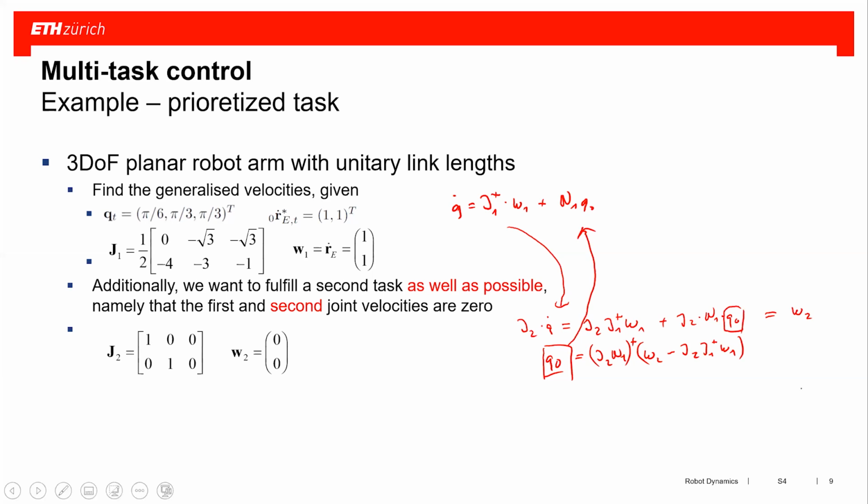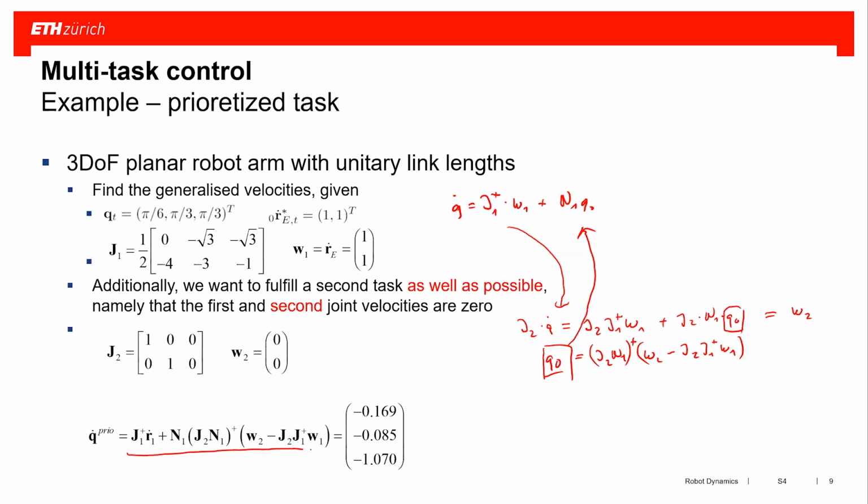So let's do this. I insert this in here and I will end up with this formula here. I wrote this for you. And in here again, we have a couple of pseudo-inversions, a couple of null spaces. And if you do this, you will end up with a solution Q dot, which is this prioritized solution, which is slightly different to what we have seen before.